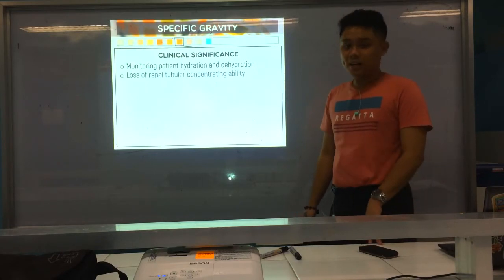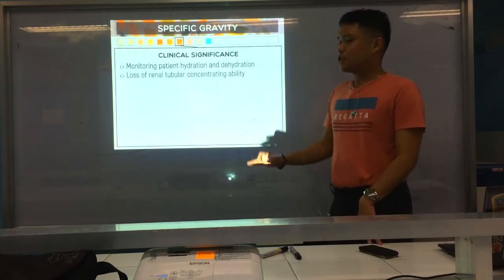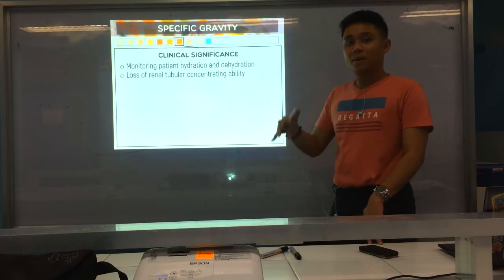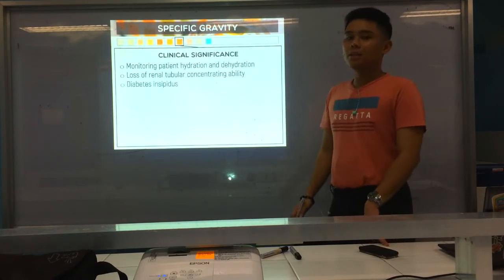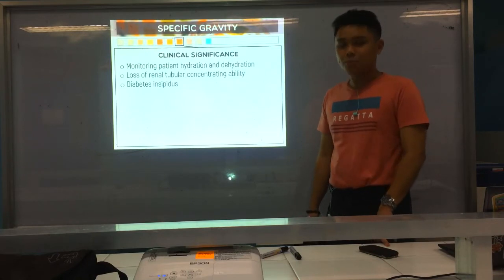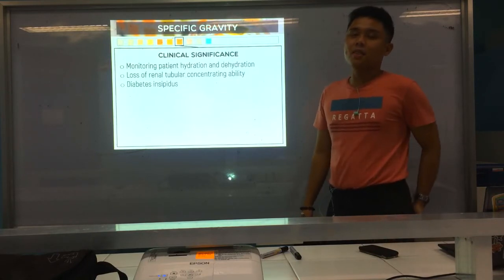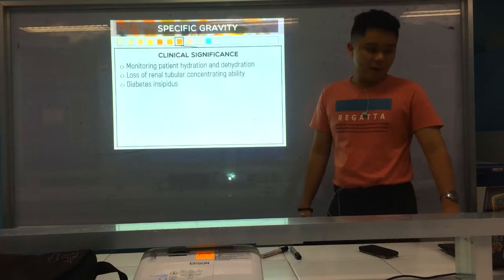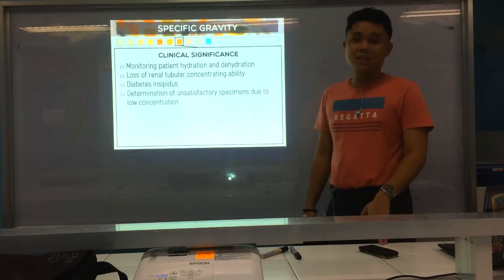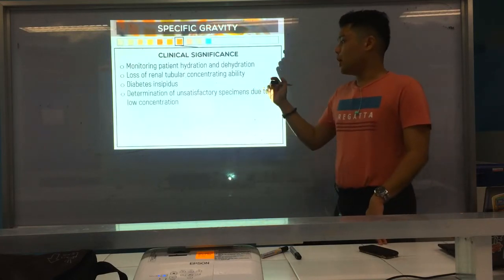Next is loss of renal tubular concentrating ability, in terms of kanang pag-reabsorb or pag-secrete sa mga substances. Diabetes insipidus, yes naman, because of decreased production of vasopressin or ADH. Therefore, magsige rag-release og water, in a way madilute ang specimen. Therefore, low ang imuhang spec grav. And of course, unsatisfactory specimens due to low concentration.